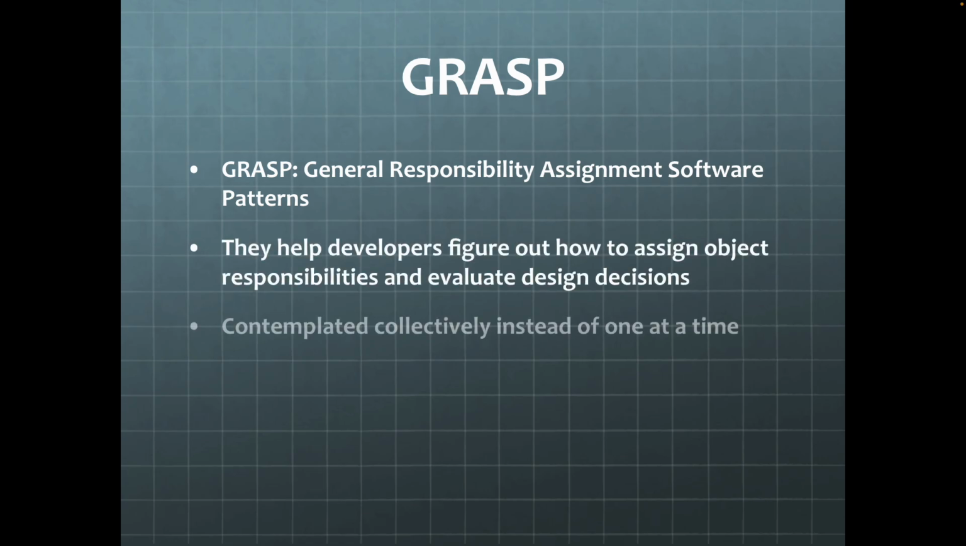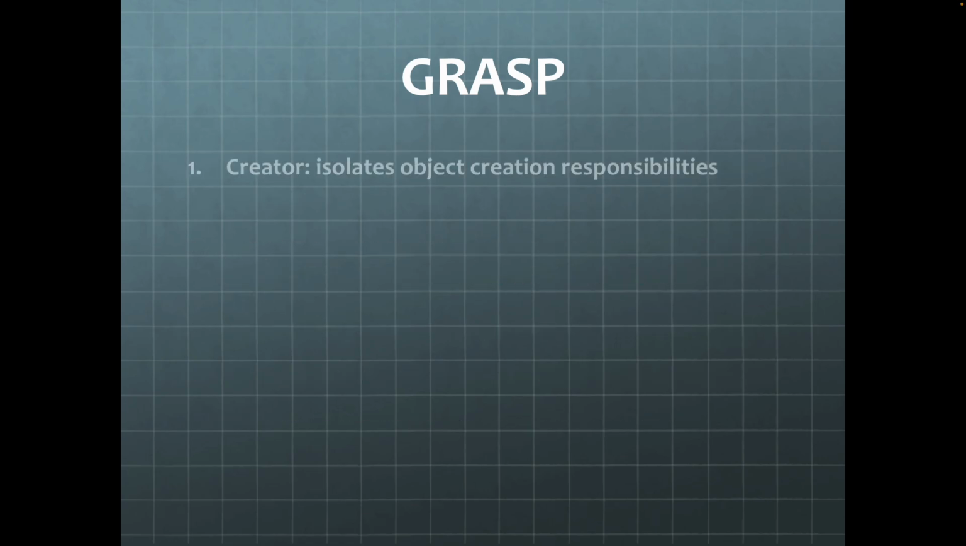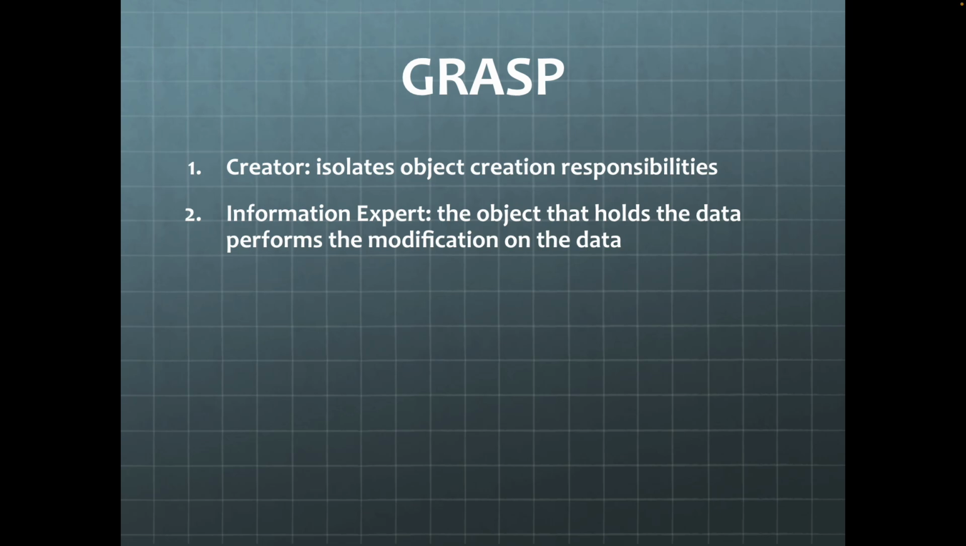So the next, let me go to the next screen just for a second, just to make my point. So this second pattern, information expert, is basically saying the object that holds the data performs the modification on the data. It's not just modification, it's also the operation on the data. So if I want to do a validation, the object that holds the data for the validation is often most suited for doing the validation because it has the data for it. So in that case, address can do the validation. So that's why it's a good object for it.